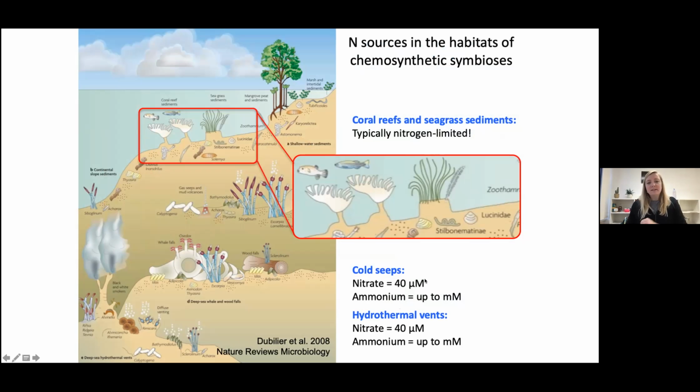And measurements showed that at cold seeps, for example, and hydrothermal vents, we've got 10 times as much available nitrate as we saw on Elba, as we have in shallow water sediments typically. And ammonium can also be very abundant. And so here's an environment inhabited by lucinid clams that is actually not nitrogen limited. There's plenty of nitrogen available.